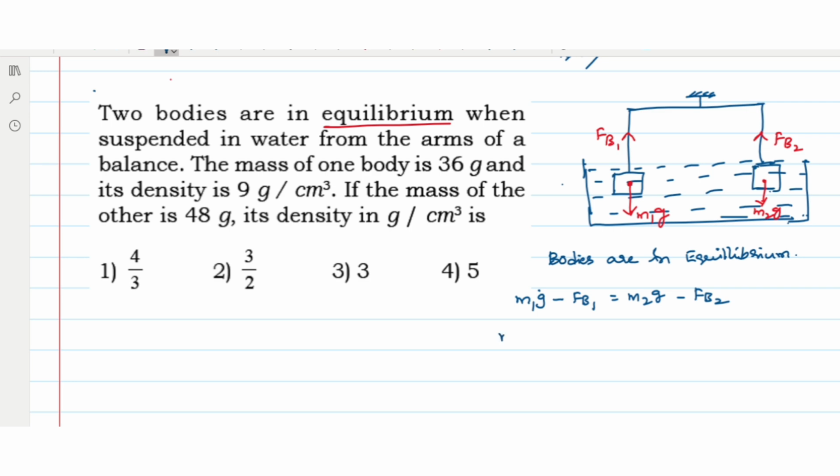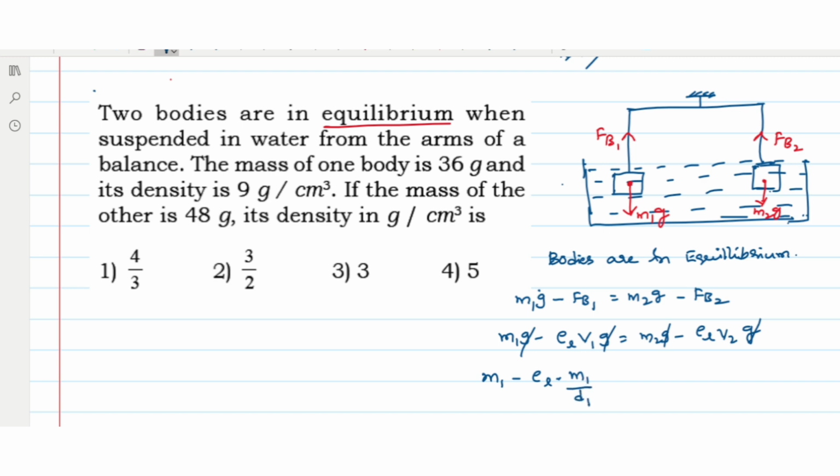Now we have m1g minus Fb, the buoyancy force. The buoyancy force formula is density of the liquid into volume of the body into g. Let us assume volume v1, so rho v g is the formula. And in the second case, m2g minus density of the liquid into volume of the second body into g. On both sides, cancel the g value, so we have m1 minus rho L into volume of the body, which can be written as mass of the body m1 by density of the body.